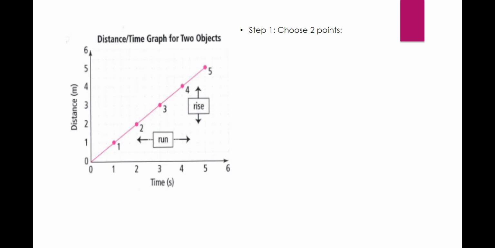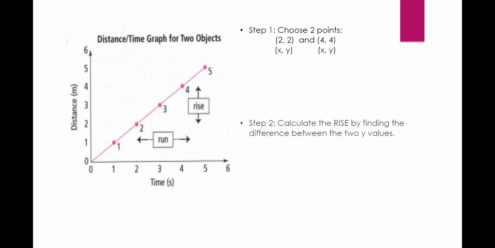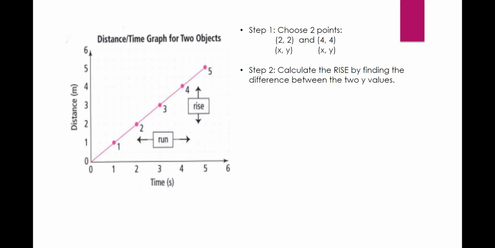So on this one, step 1, we're going to choose 2 points. We're going to choose (2, 2) and (4, 4). So 2 for the x, 2 for the y, 4 for the x, and 4 for the y. Now we're going to calculate the rise. Remember, the rise is the distance. So we're going to take that 4 and subtract the 2, and that's going to give us 2.